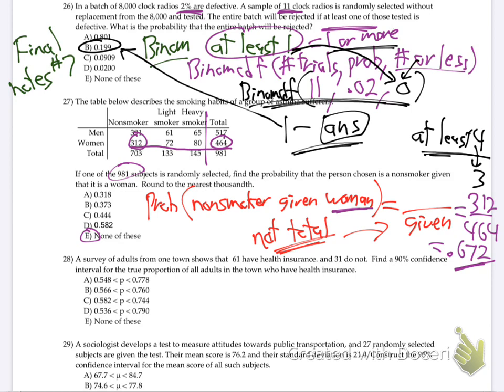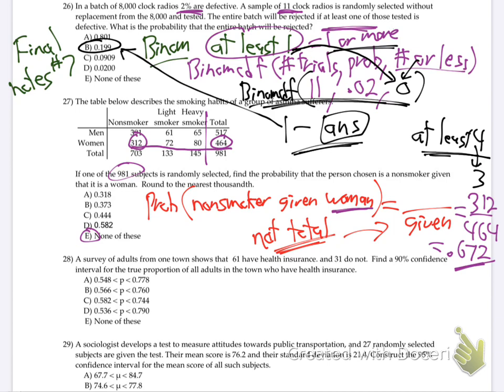Number 28. A survey of adults from one town shows that 61 have health insurance, 31 do not. Find a 90% confidence interval for the true proportion of all adults in the town who have health insurance. Here's the stuff we're used to. We're finally out of the second exam now, all that probability stuff. So we know how to do this. It will be easier now, it'll be much fresher in your mind. Can you do that one?